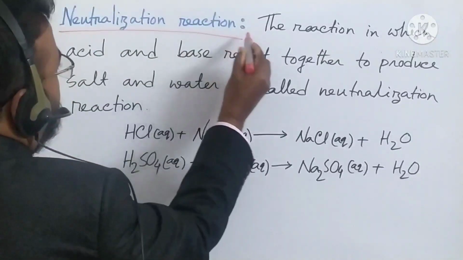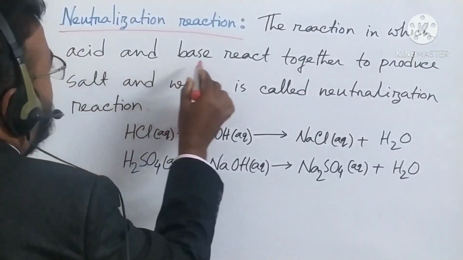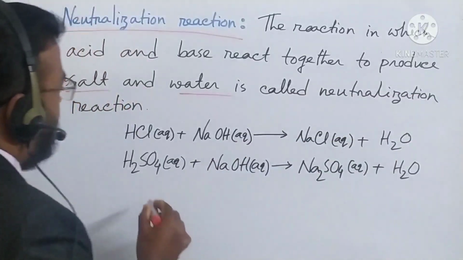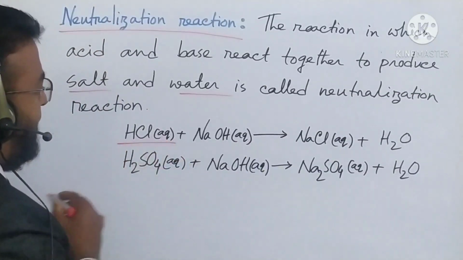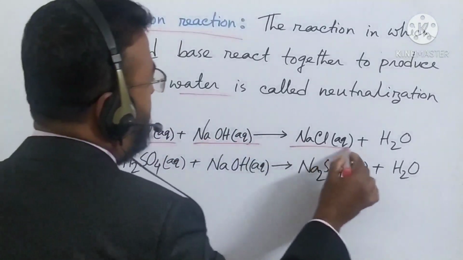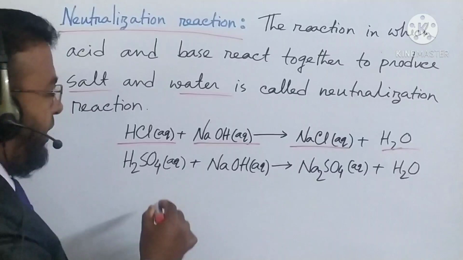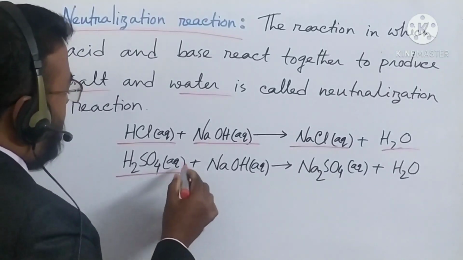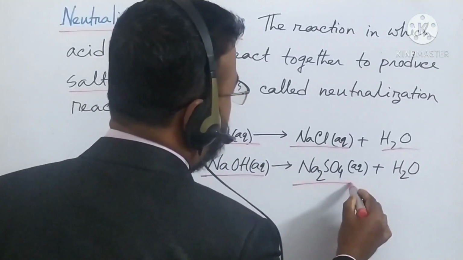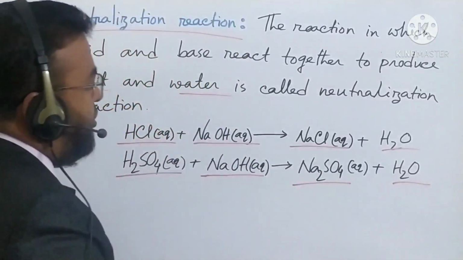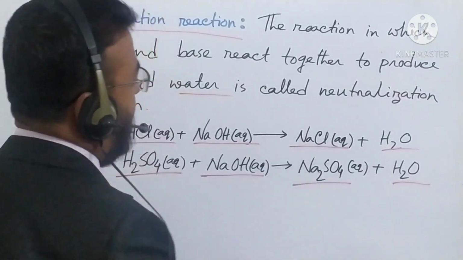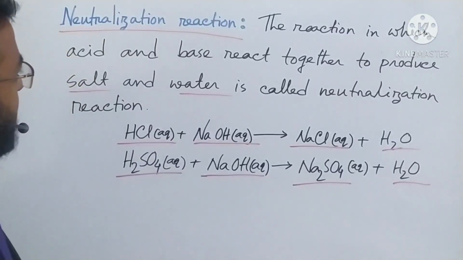So we are seeing that neutralization reaction, I have written the definition: the reaction in which acid and base react together to produce salt and water is called neutralization reaction. Now hydrochloric acid is an acid, sodium hydroxide is a base, they react together to produce salt and water. Again, sulfuric acid is an acid and this is a base, they react together producing salt and water. So here everybody see that the valency of sulfate is 2, for this reason it is Na2SO4. Okay, so it is neutralization reaction.